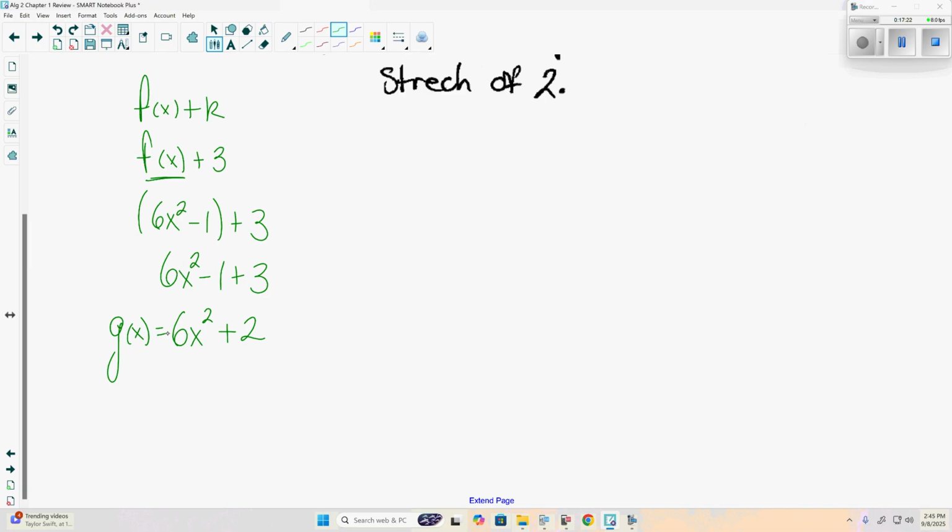So at this point here, we've finished applying that first transformation. Now we need to apply the second, the horizontal, misread that, vertical stretch of 2. Now the general form for our vertical stretch or shrink is a times f of x. But because we're not applying it to f of x, we're applying it to g of x, we're going to say that it's a times g of x. Now, a is the amount that we are stretching or shrinking the function by. And because they told us it's a vertical stretch of 2, we're going to replace a with 2.